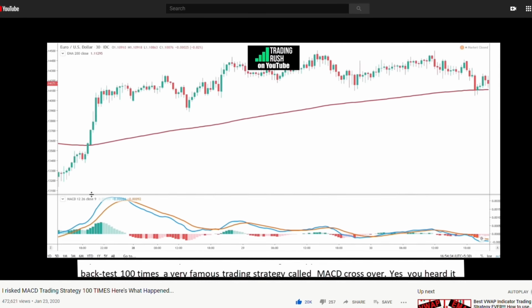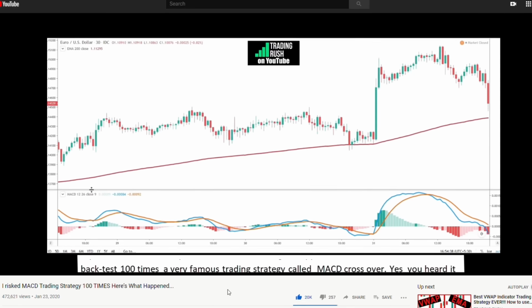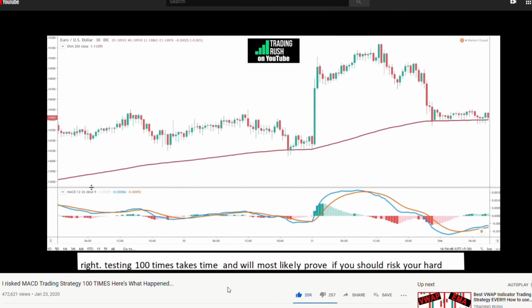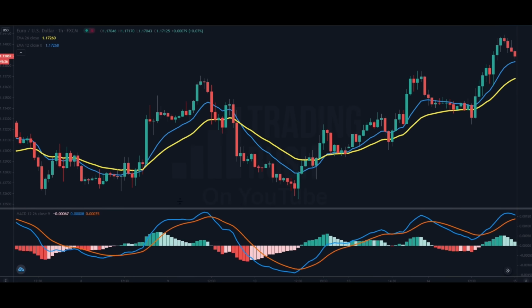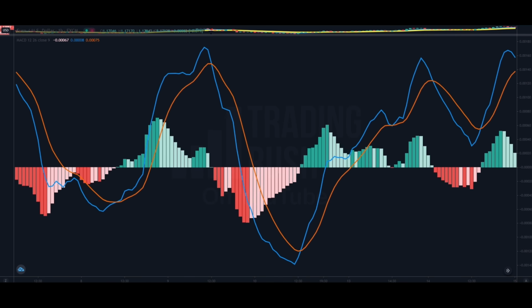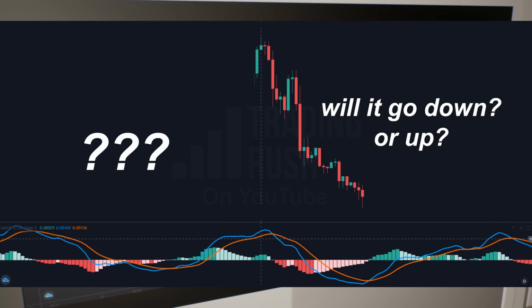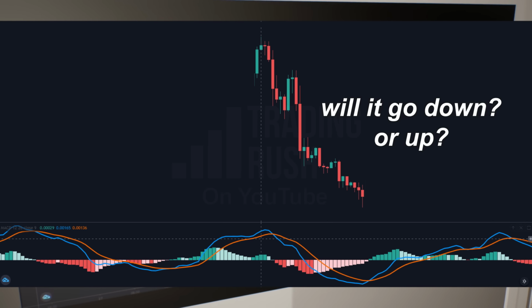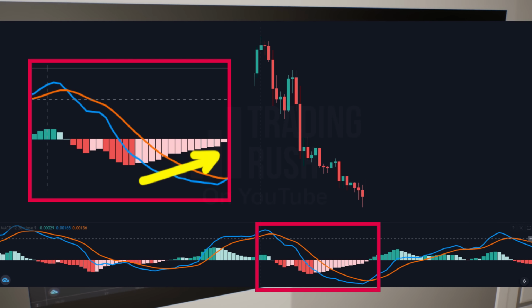In the MACD video, I talk about how the crossover of the MACD lines can be used as an entry signal generator. In this video, let's talk about the histogram and how it can be really useful to analyze the chart better. Before, we couldn't tell if the trend was weakening or not, but if we add MACD to this chart, we can see that the MACD is indicating a weakness in the downtrend.